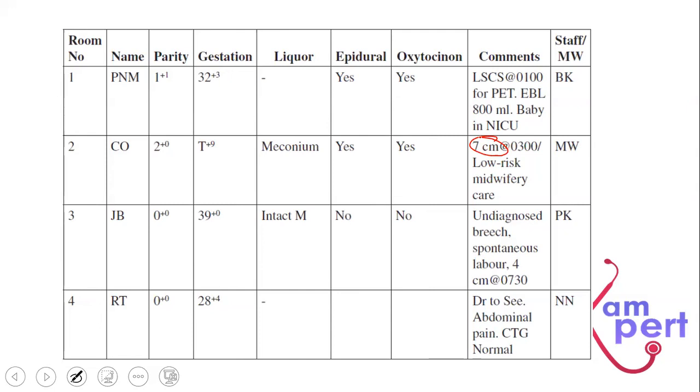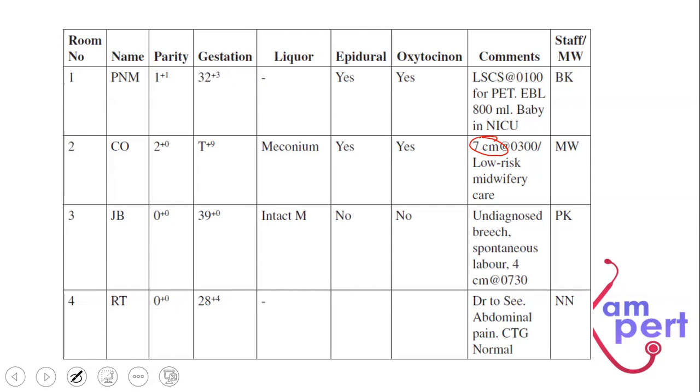Okay. Then room number 4 is a preterm delivery. My main concern is the patient is at 28 weeks. She has abdominal pain. I will send my ST1 to take the history and examination. My main concern is preterm labor versus uterine abruption or UTI.